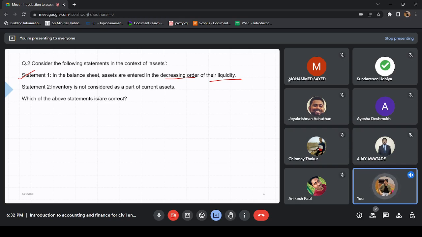Now, second part, inventory is not considered as a part of current assets. True or false? We just discussed, right, that inventory, the stocks, are your current assets. So this statement is wrong, right? So one is correct, two is wrong.